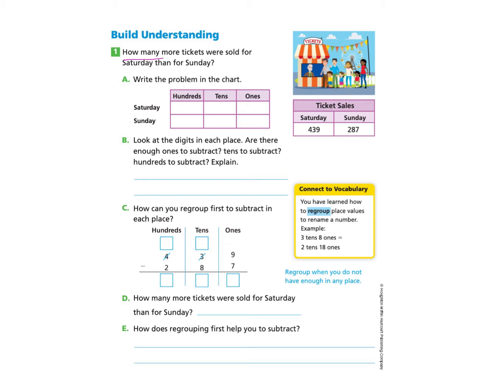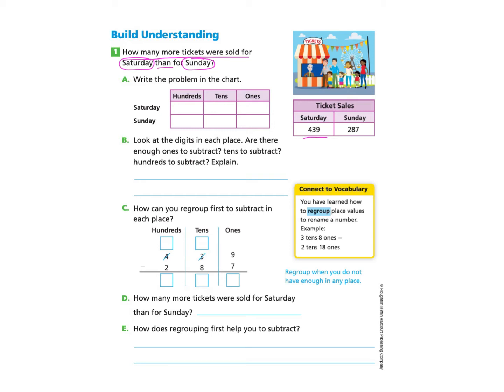How many more tickets were sold for Saturday than for Sunday? We do notice that there is a chart here that says ticket sales. On one day it says Saturday and they have a total of 439, and the other day, Sunday, they have a total of 287. So let's take a look at part A. Write the problem in the chart. If you would like to pause and try this on your own, you can do so and come back. Otherwise, you can follow along with me.